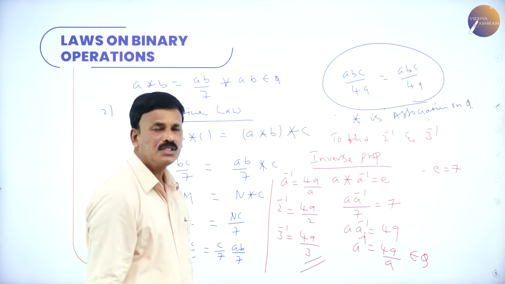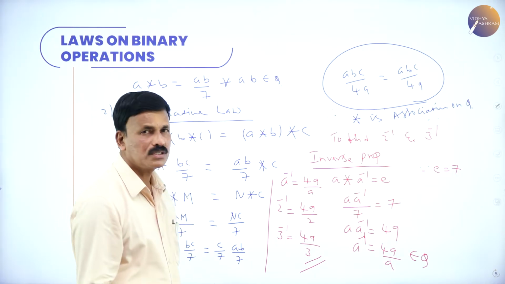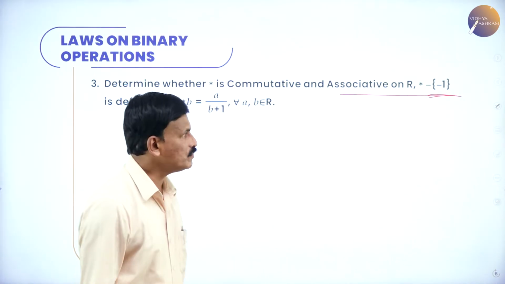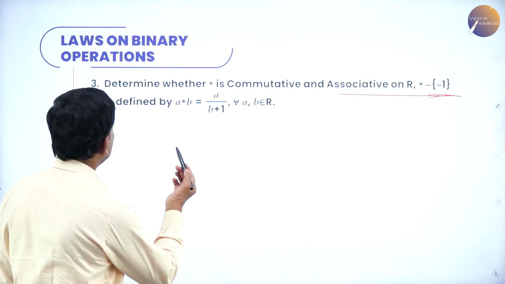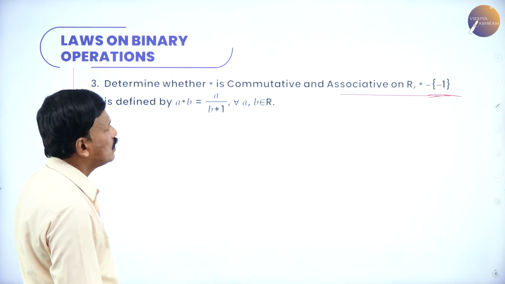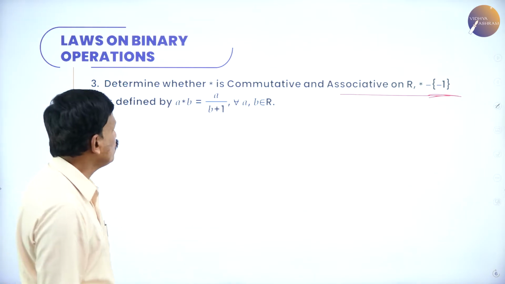A inverse is 49 by a. Substitute the value: 2 inverse is 49 by 2, and 3 inverse is equal to 49 by 3. That is how we are going to solve this problem. Now let us come to the next problem. What is the next problem? Determine whether star is commutative and associative on the set of real numbers other than -1, given by a star b is equal to a by b plus 1.